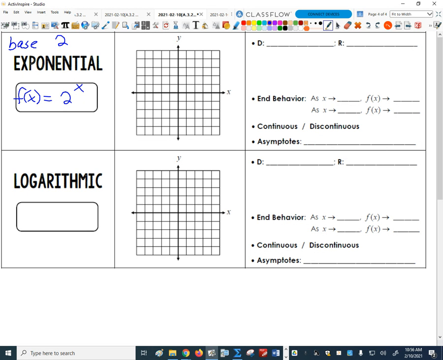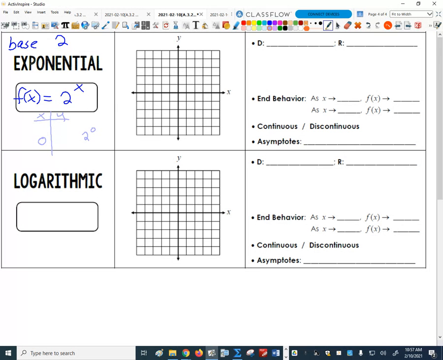Okay, so this is one where we could make a t-table to figure out some key points. There's a weird one here though. Let's start with 0 like we often do. Start in the middle with 0. If x is 0, then y equals 2 to the 0. Does anybody remember from Algebra 1 the zero exponent property, sometimes called the zero power property? If I take any non-zero number to the 0 power, what does that equal? Yeah, it equals 1.